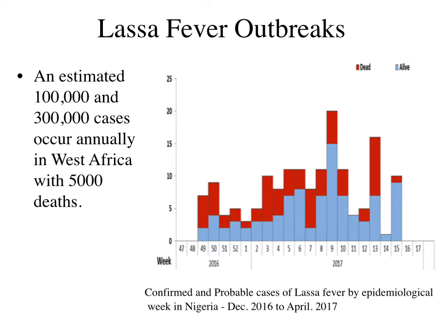Here we see Lassa fever outbreaks, an estimated 100,000 to 300,000 cases occur annually in West Africa, with 5,000 deaths estimated. So, you can see that it's definitely an enzootic disease that's pretty well established.